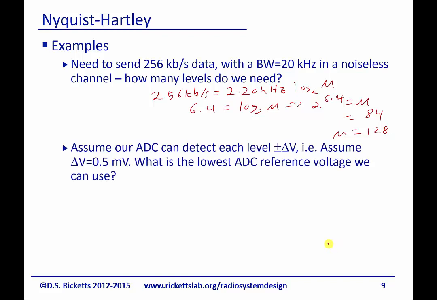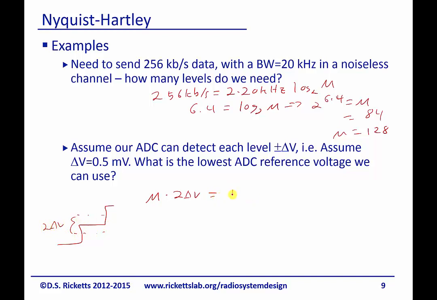Now let's assume that our ADC can detect each level at plus and minus delta V, as I said before. And let's assume delta V is a half a millivolt. So what's the lowest ADC reference voltage that we can use? And so what we're going to do is we're going to say we've got M levels, right? And we know that each level needs to be equal to twice delta V, right? That's where we had the statement in the previous slide where we said that we can detect a threshold that's plus or minus a delta V, and this height is 2 delta V.